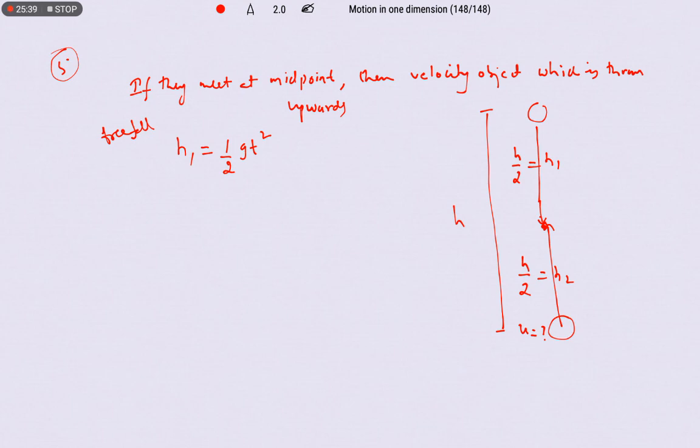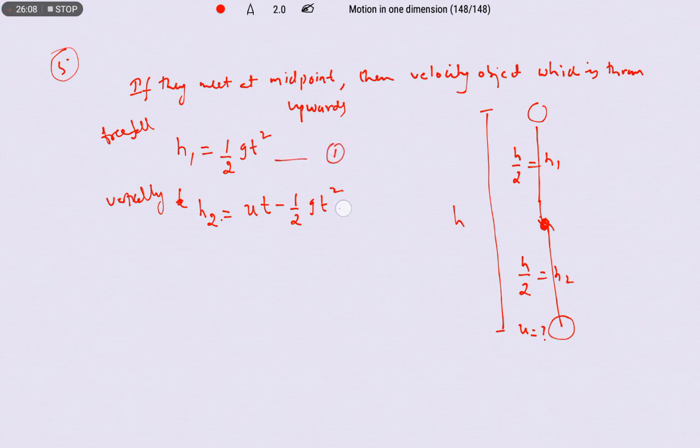This is for free fall. And next, for the second, vertically projected upwards body, what can we write? h2 is equal to ut minus half g t square. So both the bodies are meeting at the midpoint. That means the distance travelled by the first body is equal to the distance travelled by the second body.